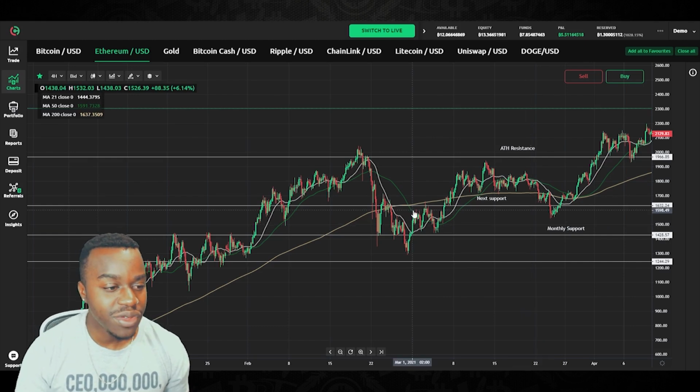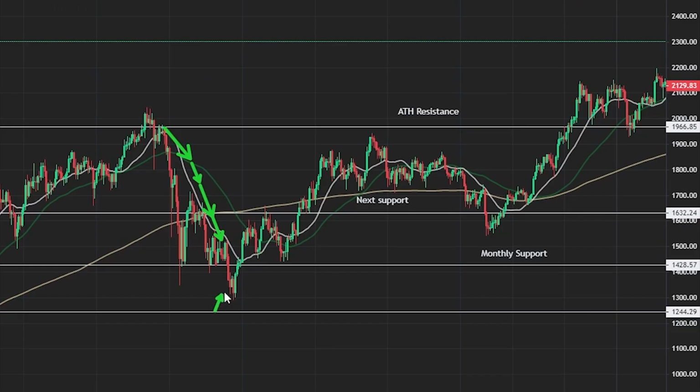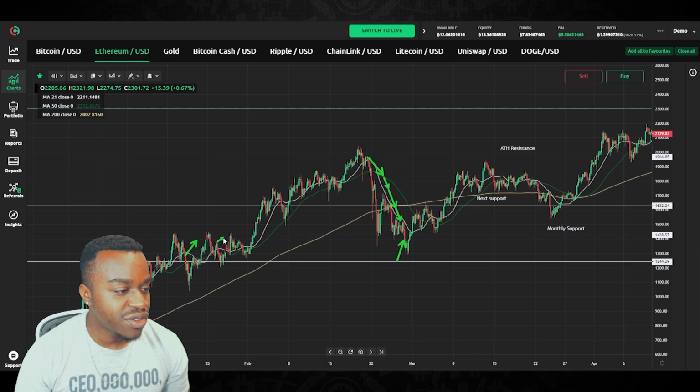Let me show you an example here of a stop loss and take profit scenario in a trade. So we had this breakdown here at the end of March for Ethereum, and you can see price did come down to this support here that I had marked out, which was a resistance earlier in the year.